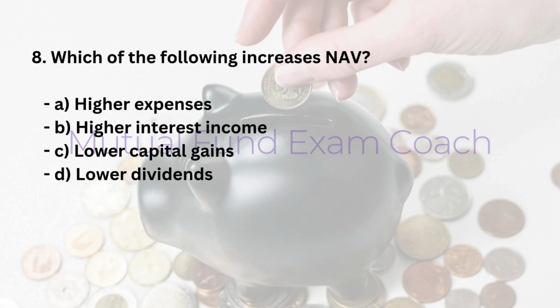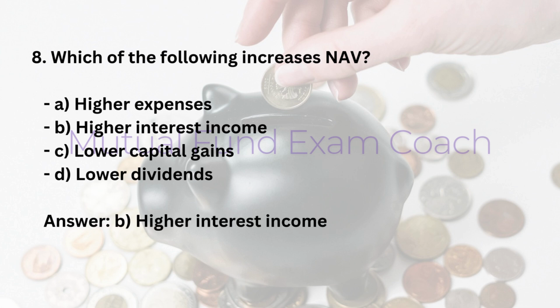8. Which of the following increases NAV? A. Higher expenses. B. Higher interest income. C. Lower capital gains. D. Lower dividends. Answer, B. Higher interest income.